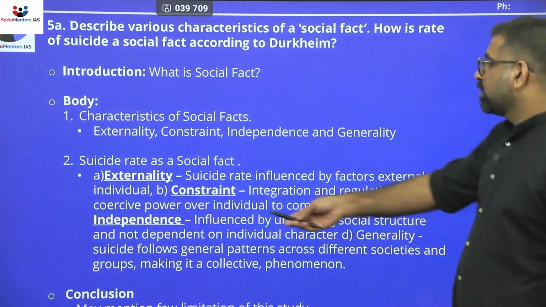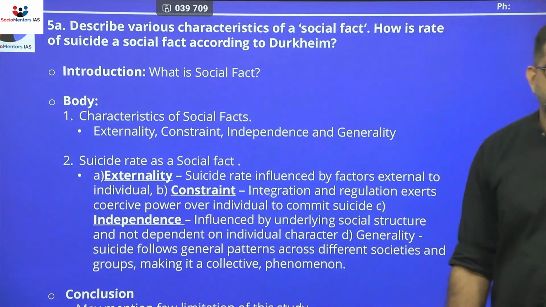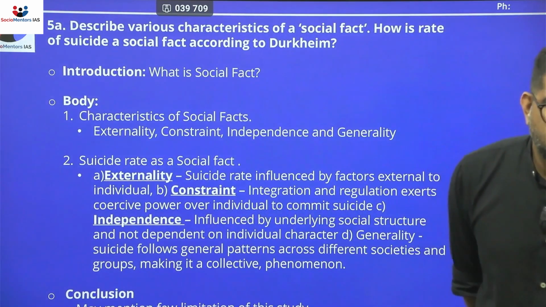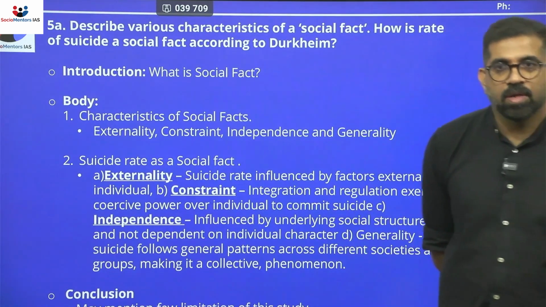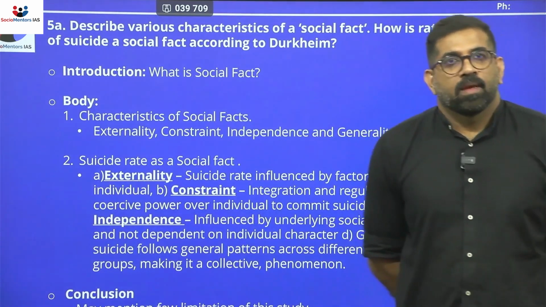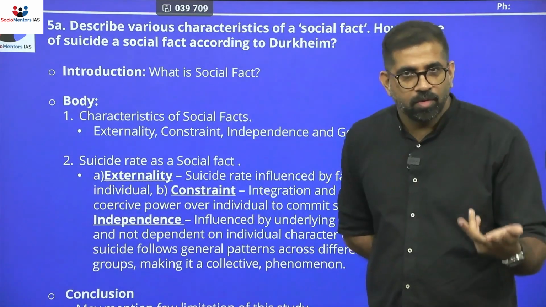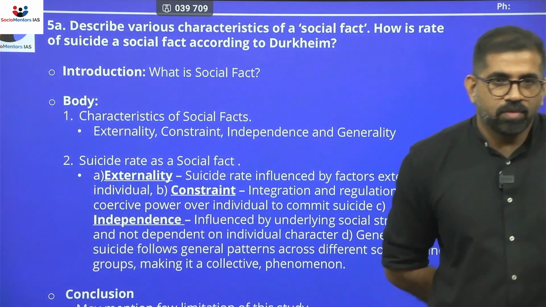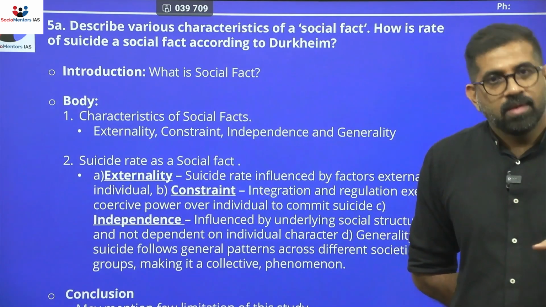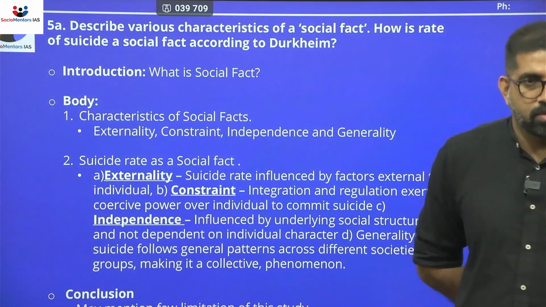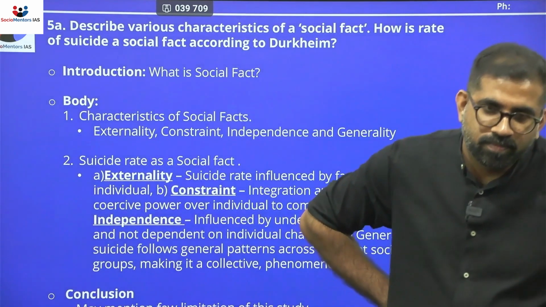Now, how can we connect that with suicide? See, the underlying social structure will influence the suicide rate. It is independent of an individual because of the underlying social structure. Again, you can mention, according to Durkheim, your religion. That is external to you, but at the same time, the individual characteristics are not directly leading to suicide. Instead, the society and the social character is leading to suicide. Are you getting the point? It is independent because of that fact.